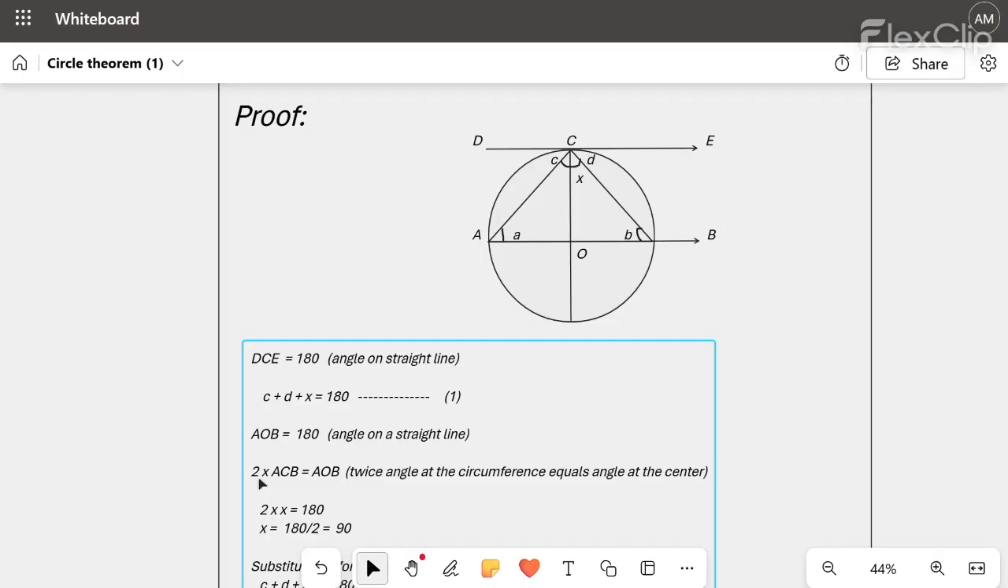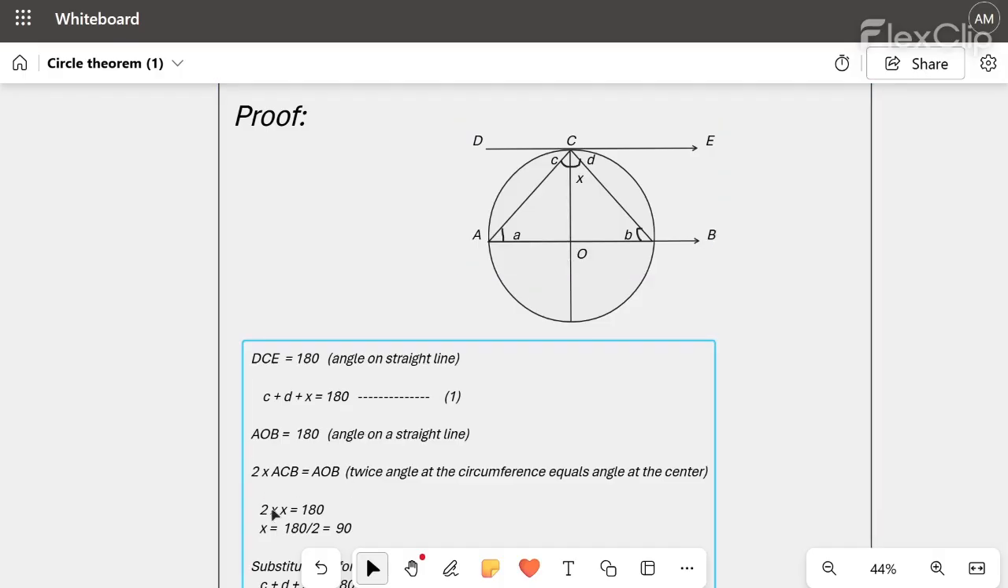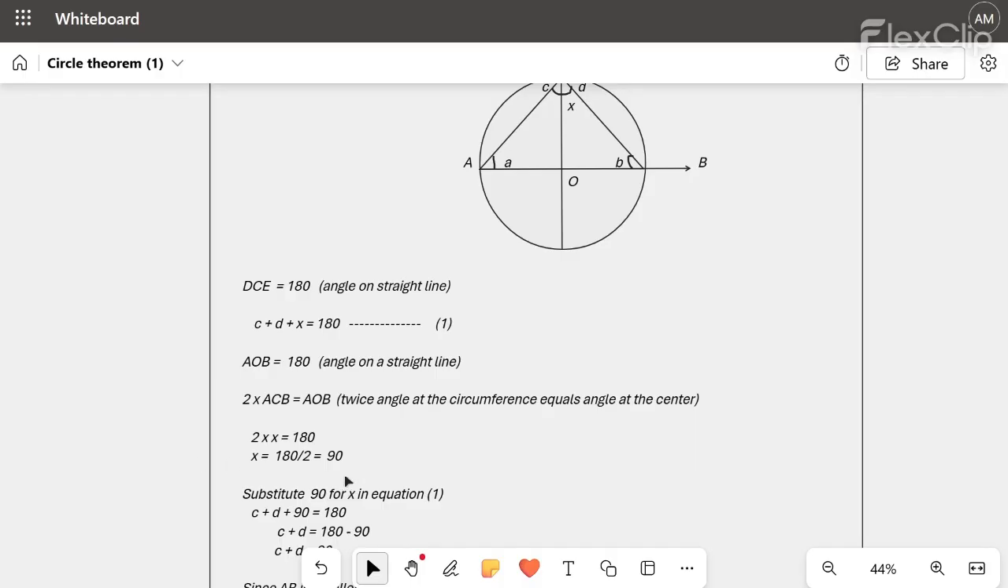Now, what does that also mean? Here it says 2 times ACB is equal to AOB. Why? Because twice the angle at the circumference equals the angle at the center. This is the angle at the circumference, and the angle at the center here, which is angle AOB, is 2 times x. 2 times x is equal to 180 degrees, which is the angle on this straight line, the angle at the center. Now, if you do the maths, x will be equal to 180 divided by 2, which is equal to 90 degrees.